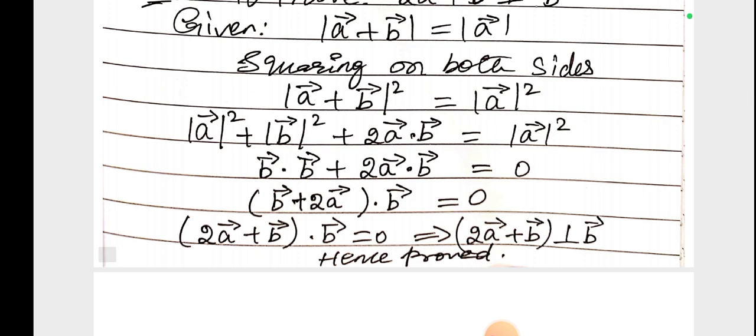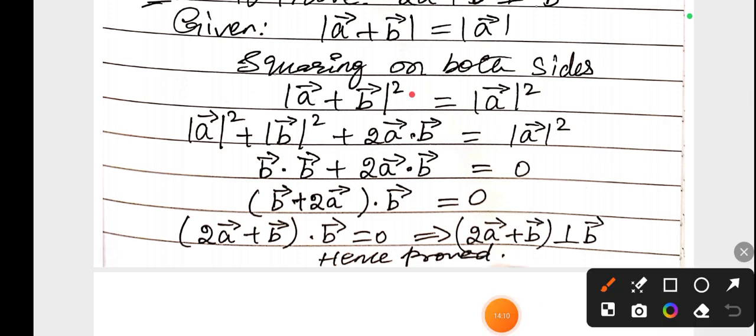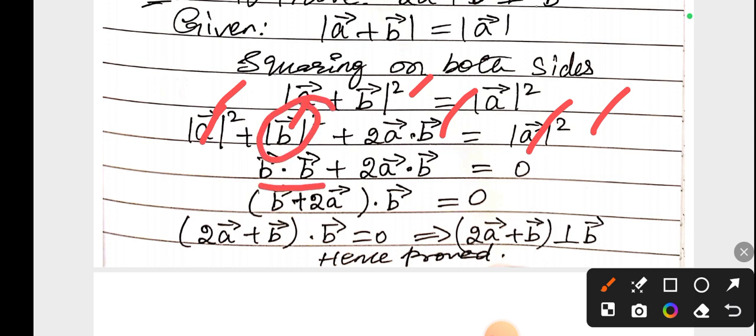This is your given. Do squaring on both sides, children. So magnitude of a plus b whole square equals magnitude of a square. Apply: magnitude of a square plus magnitude of b square plus 2 a vector dot b vector equals magnitude of a square. Then magnitude of a square and magnitude of a square are removed. So magnitude of b vector square, we can write b vector dot b vector. Okay, then here 2 a vector dot b vector.